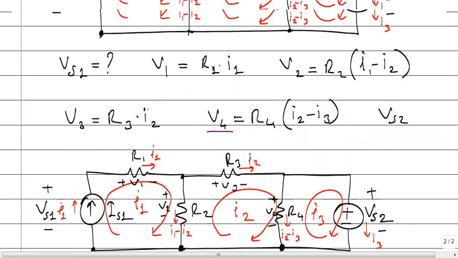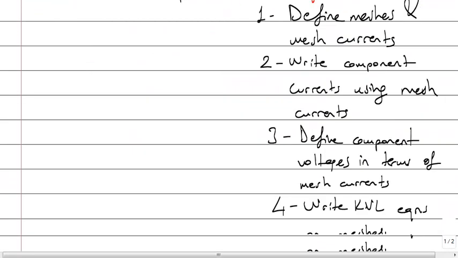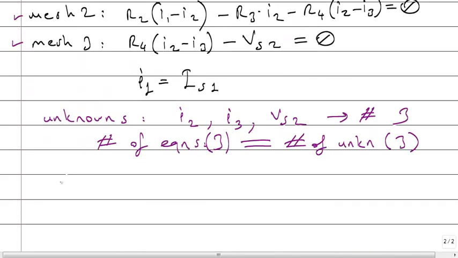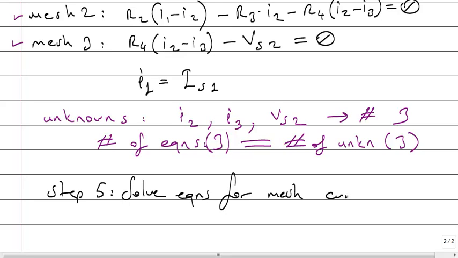Let's have a numeric example. So, after writing KVL equations on meshes, okay, then the fifth step, step 5, solve equations for mesh currents. Okay. Example.